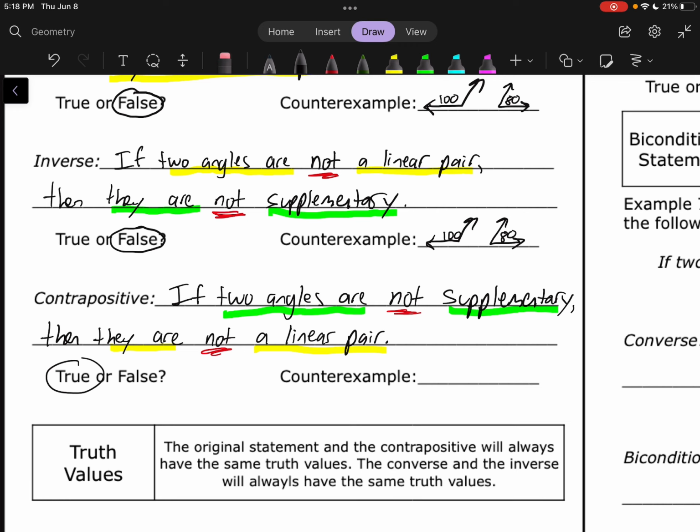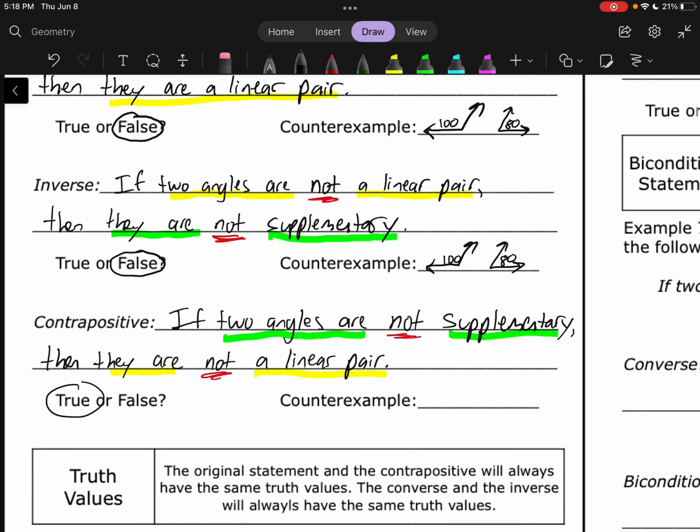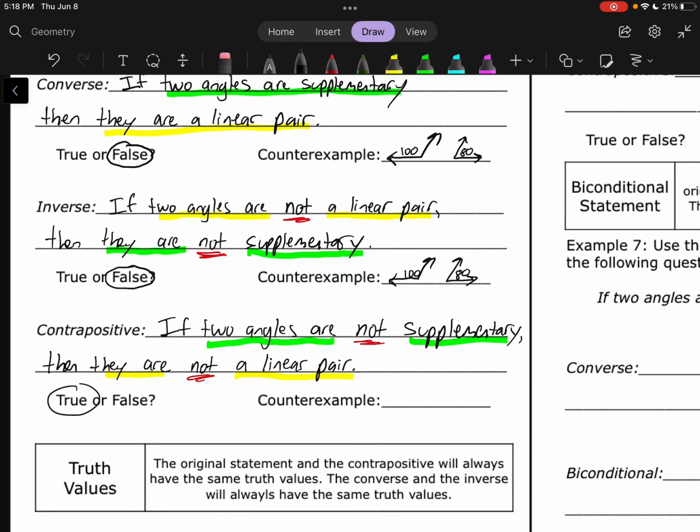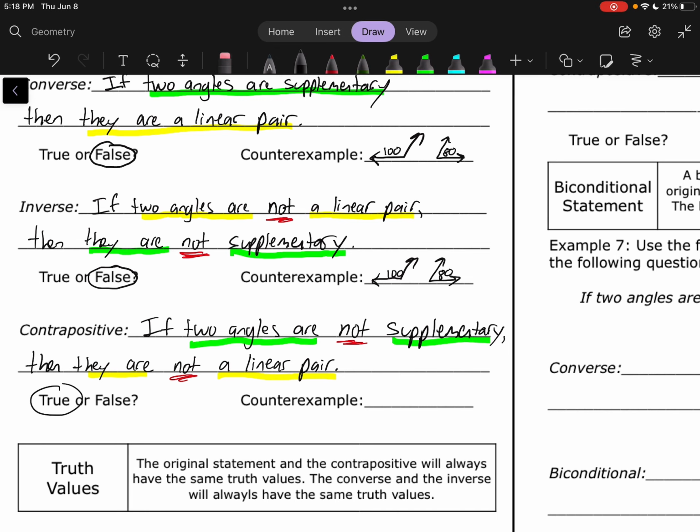This says that the original statement and the contrapositive will always have the same truth values. So they'll either both be true or both be false. And then likewise, the converse and the inverse will always have the same truth values. So the converse and the inverse will also always both be true or both be false. Those ones are always connected.